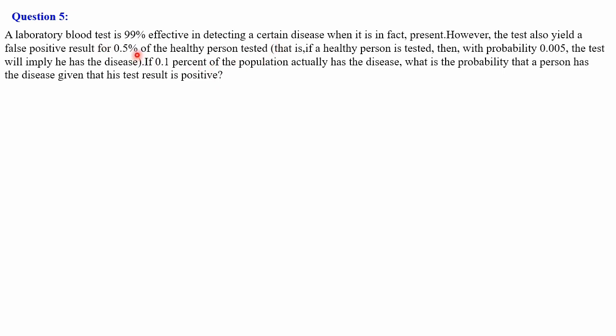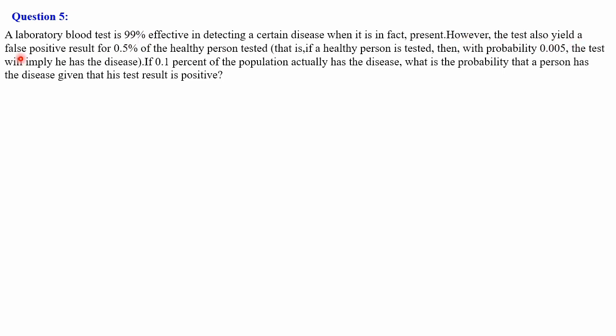Here, this is the real application of Bayes theorem. You have to read very carefully and define E1, E2 and A and all. So, a laboratory blood test is 99% effective in detecting a certain disease when it is in fact present. So, it is 99% effective in the sense if a person is having the disease, through the test it will detect, and effective means 99% it will be successful. Means a person having the disease, it will detect 99%.